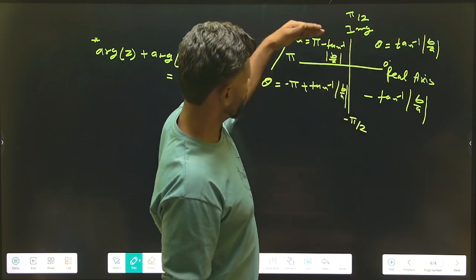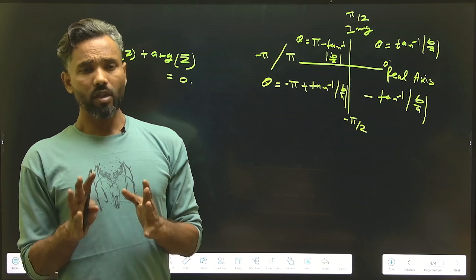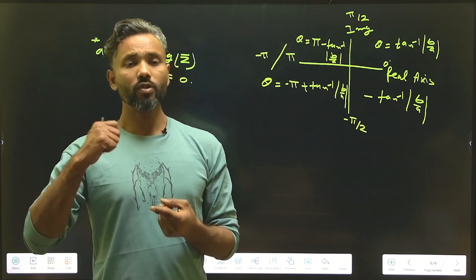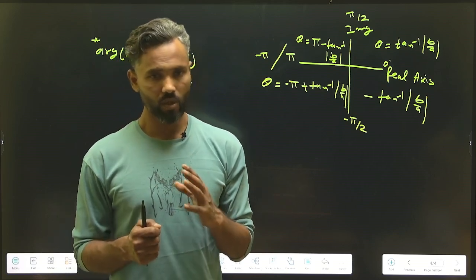In the same way, if we add these two arguments, we just get 0. So always remember, when the argument of z and the argument of z conjugate are added, the resultant will be equal to 0. So this is quite simple.